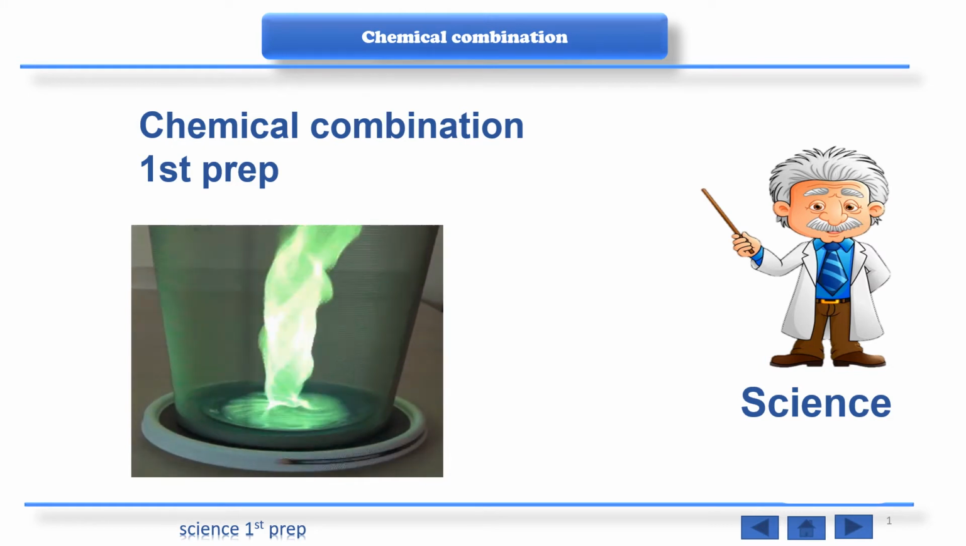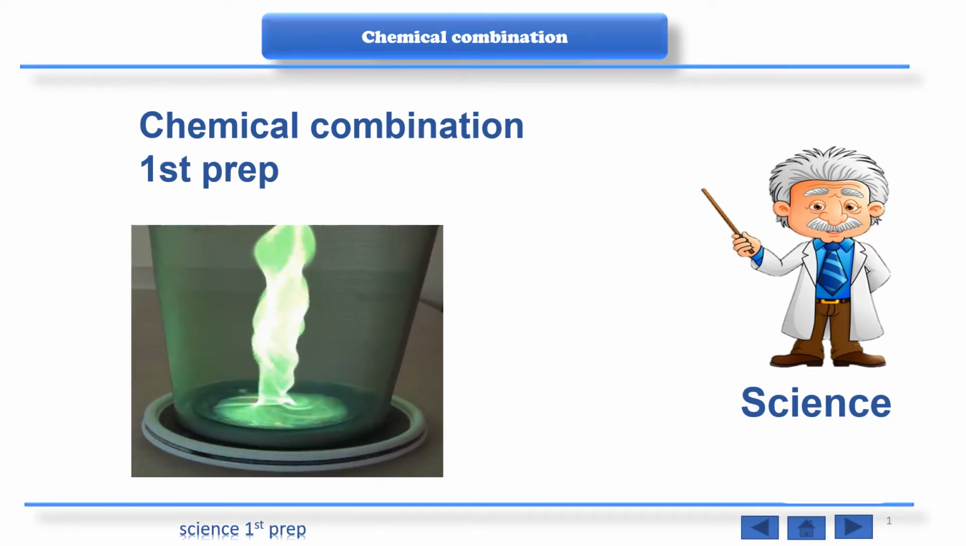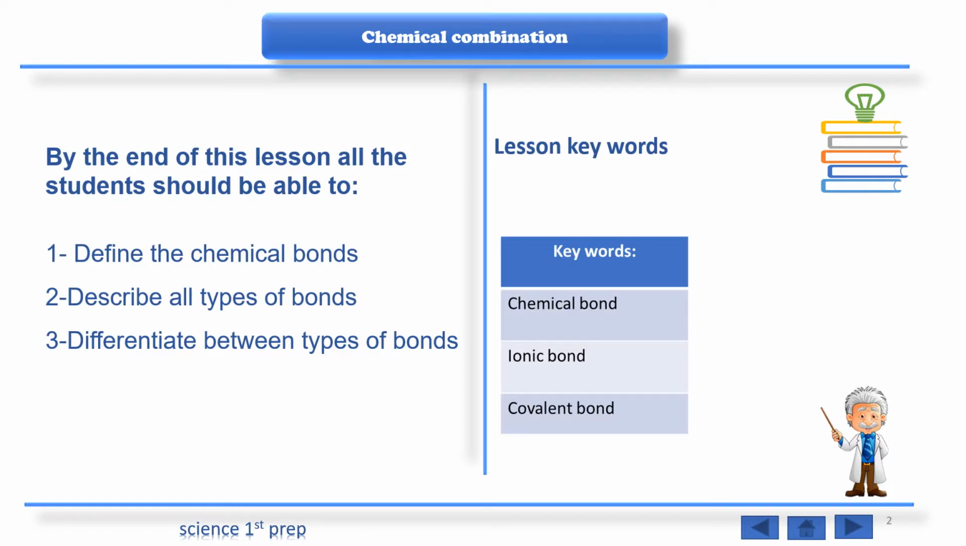Today we'll continue the first lesson, chemical combination. By the end of this lesson, all students shall be able to define the chemical bonds, describe all types of bonds, and differentiate between types of bonds. And we have some keywords. Please repeat after me. Chemical bond, ionic bond, covalent bond.